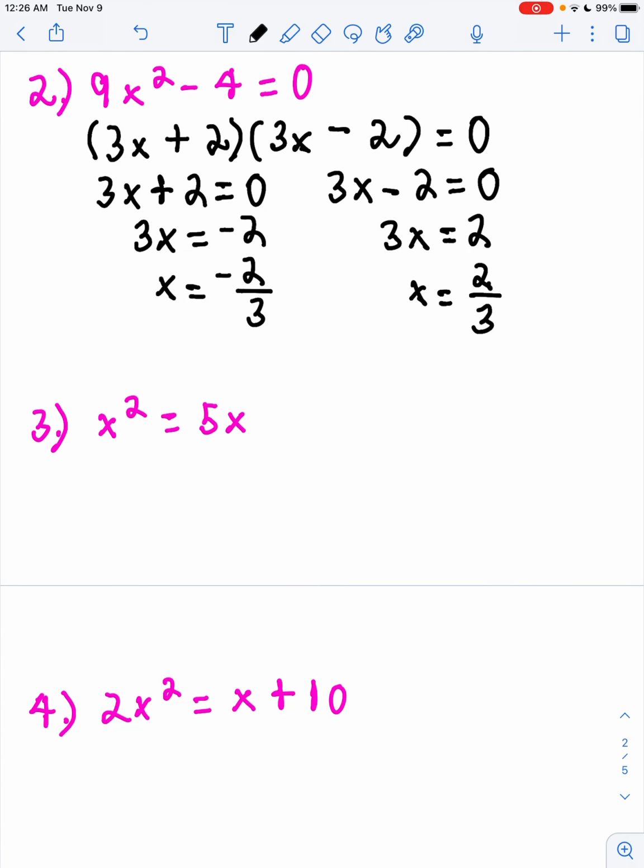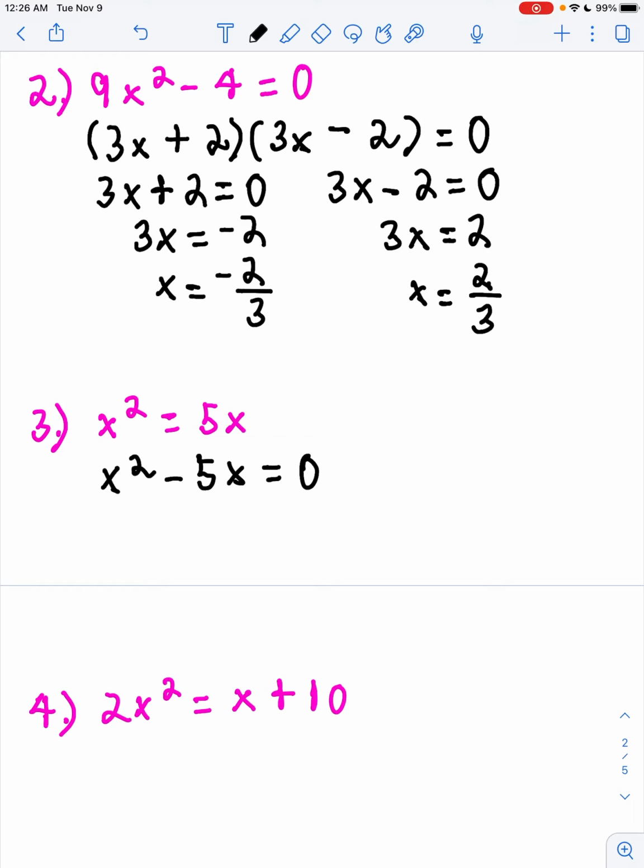This time we have x squared equals 5x. So the first thing we have to realize is our equation is not in standard form. We first want to get everything on one side equal to 0. I'm going to leave the x squared positive. I think when the squared term is positive, it's easier to factor. Students make less mistakes. So I've subtracted 5x from both sides.